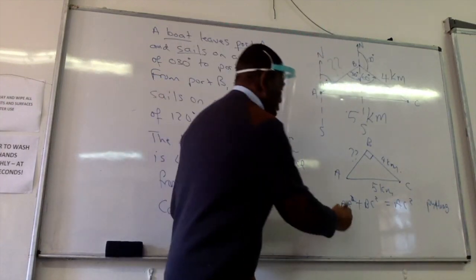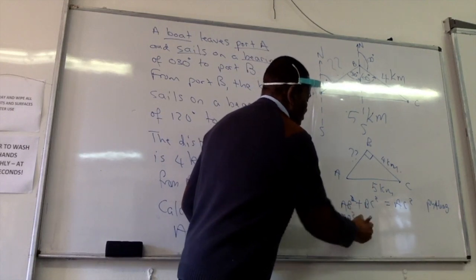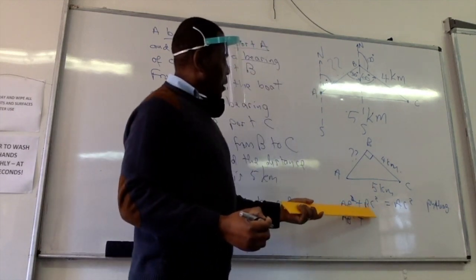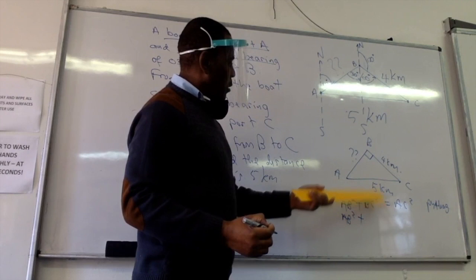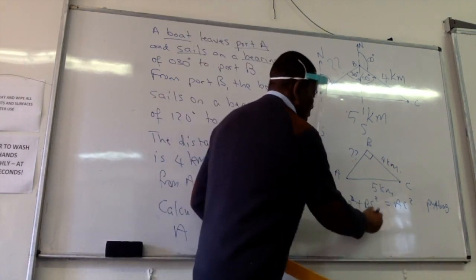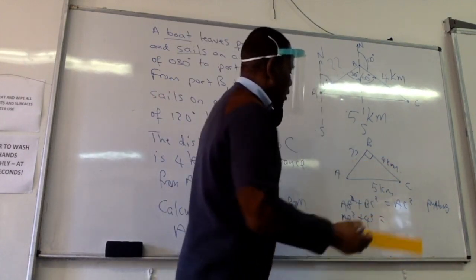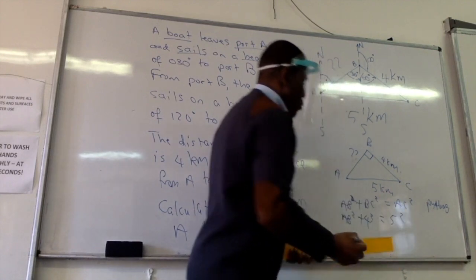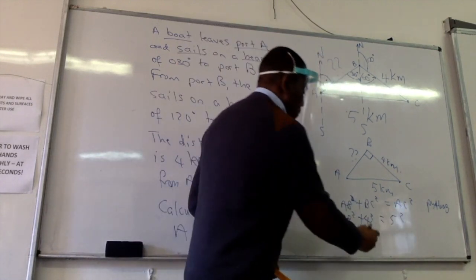Then we can substitute there. So this is AB squared plus BC, sorry, BC is 4, so 4 squared is equal to AC squared, which is 5 squared. Then you can find your AB from here.